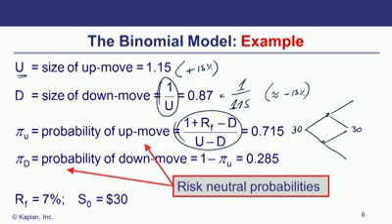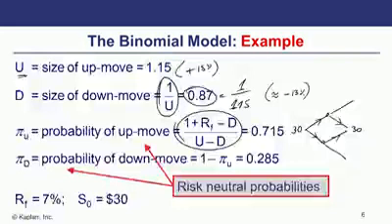It doesn't actually matter in what order these movements occurred. For example, I could have had an up-down movement and I'll go to 30. I could have had a down-up movement and I would still end up at 30. And the reason why this occurs is because the down factor is defined as the reciprocal of the up factor.